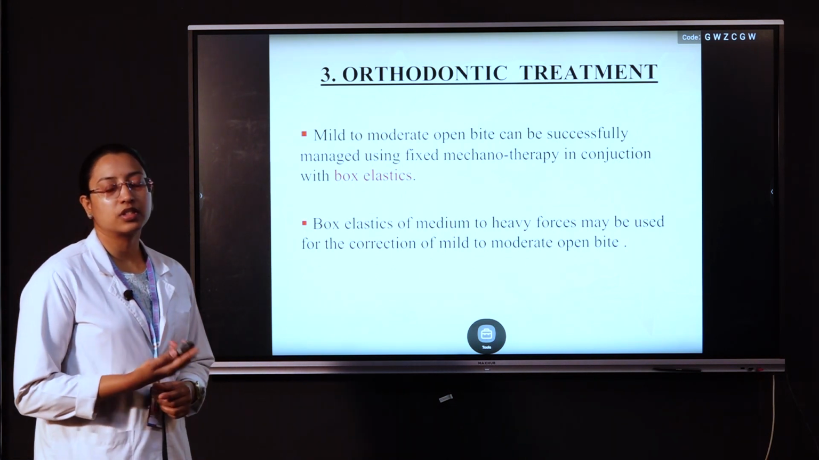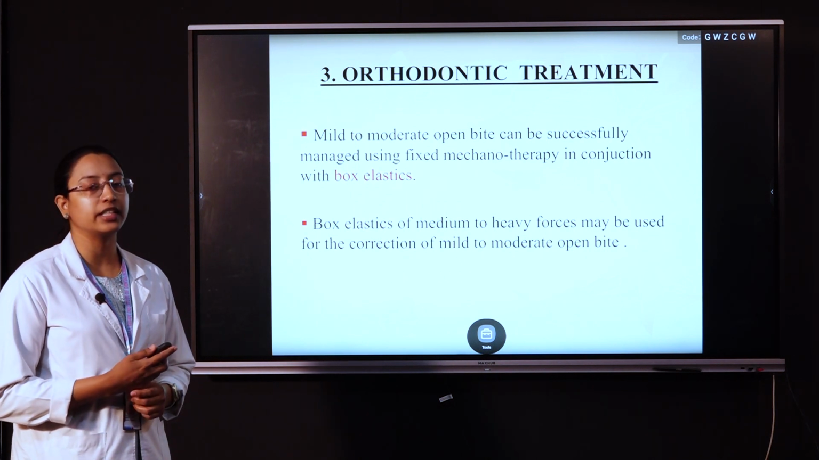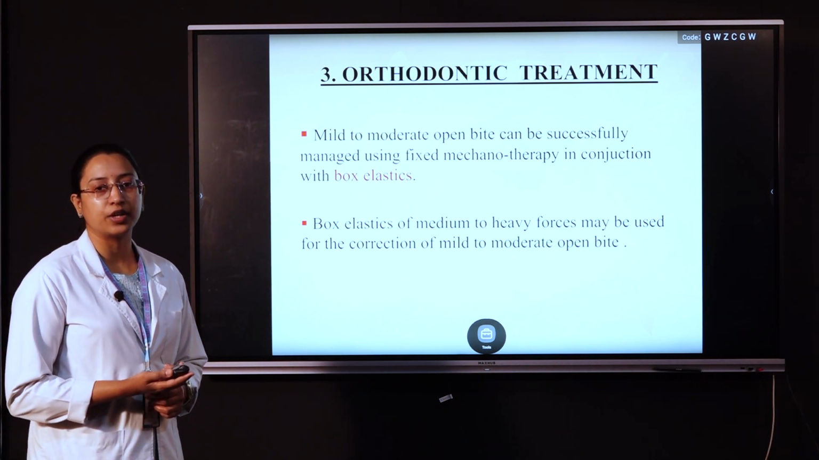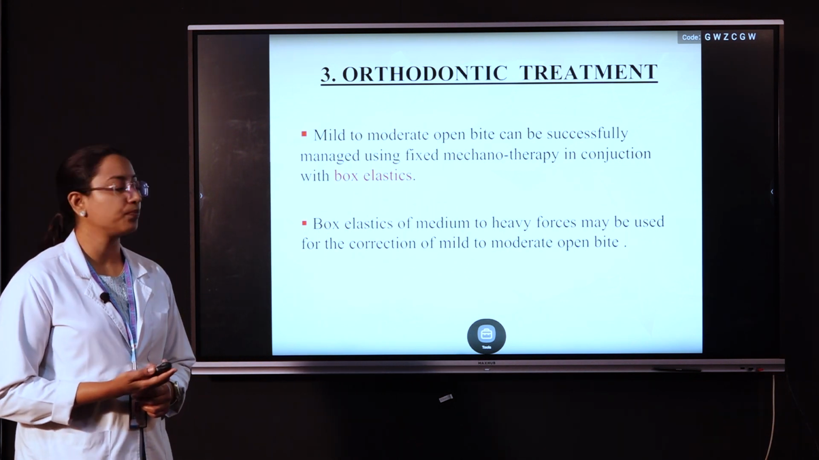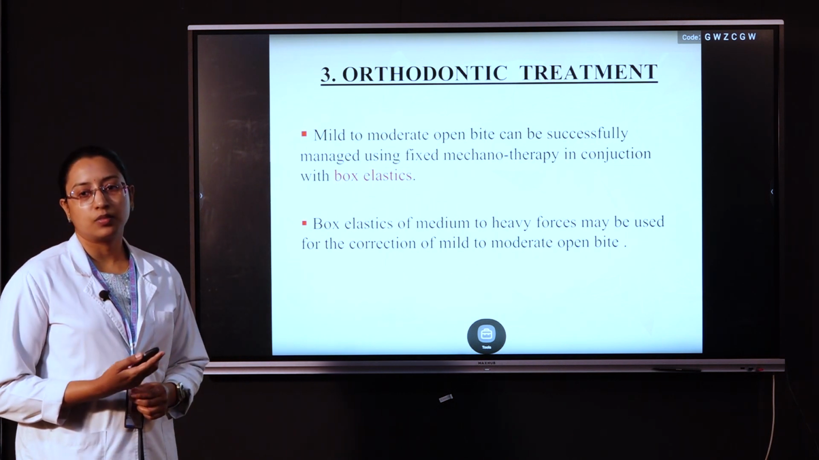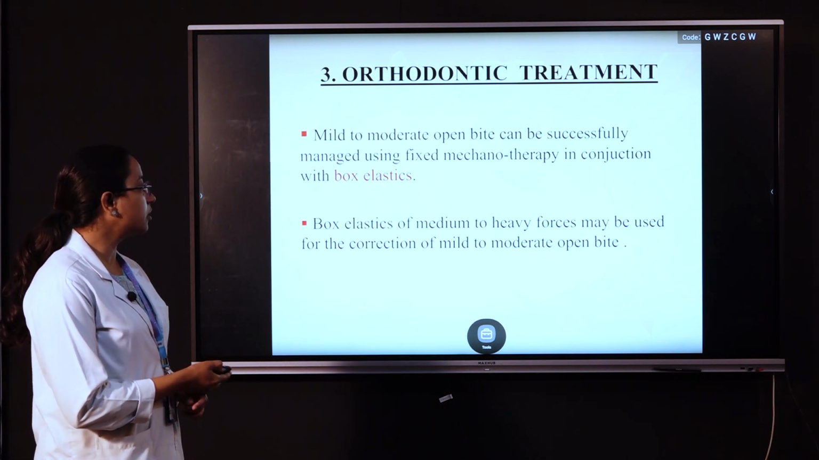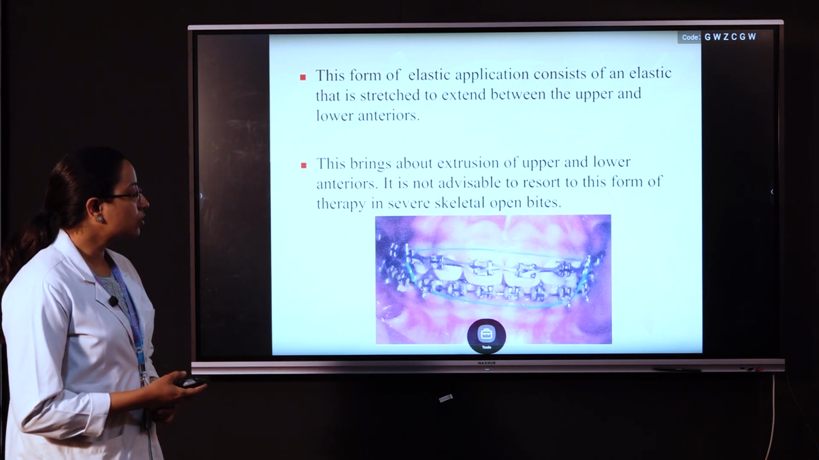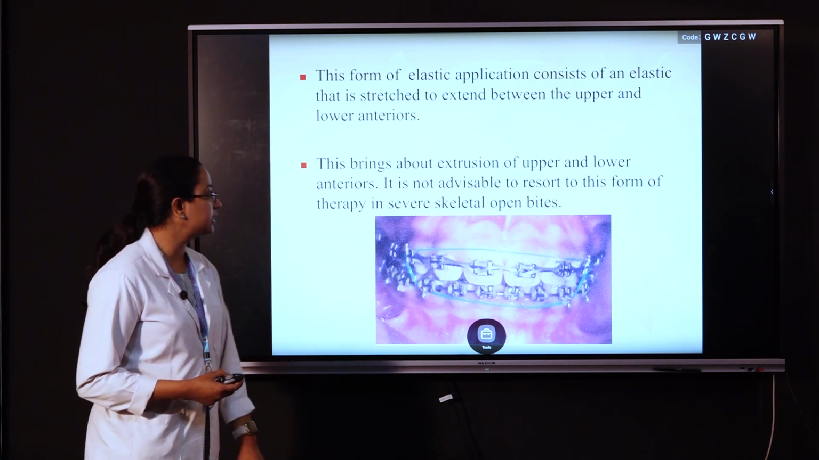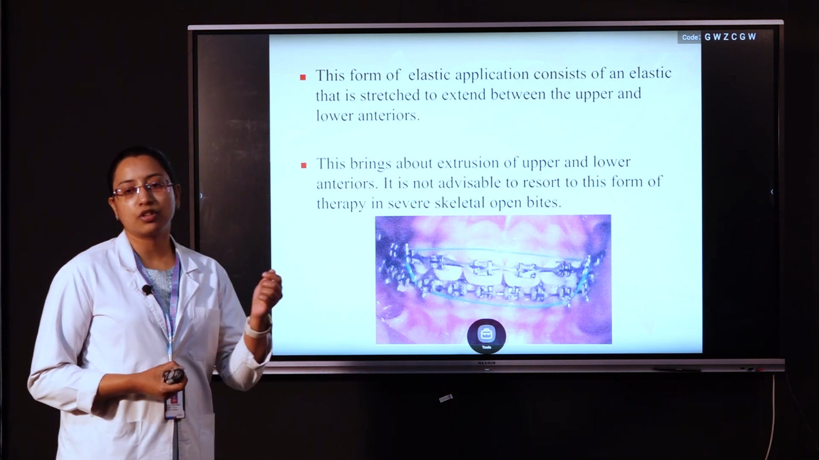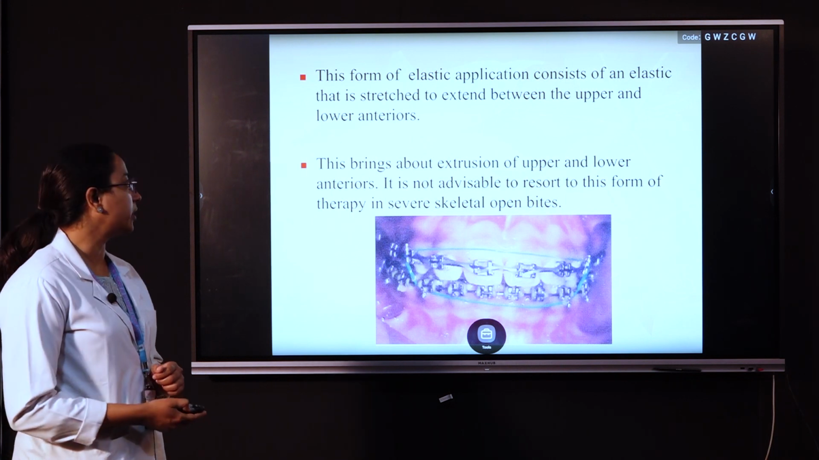Then that was growth modification. Coming to proper orthodontic treatment with fixed appliances. This is usually undertaken when it is a mild to moderate kind of anterior open bite and where the growth is almost over. In this case we can put braces and close the anterior open bite with the help of elastics with medium to heavy force. So these elastics look something like this. Okay, so we have elastics running between the upper and lower anterior teeth. So it pulls the upper and lower teeth together, helping in closure of the open bite.